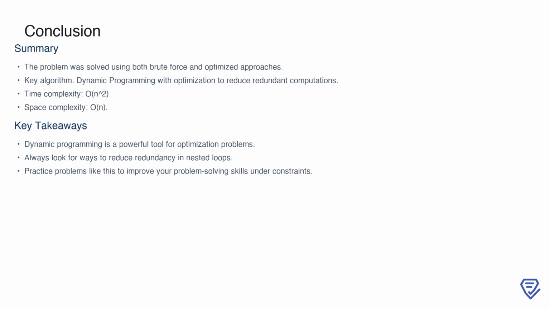Great job! To summarize, we explored the Minimum Falling Path Sum 2 problem, focusing on dynamic programming for an efficient solution. Remember, dynamic programming helps with optimizing problems involving overlapping subproblems.